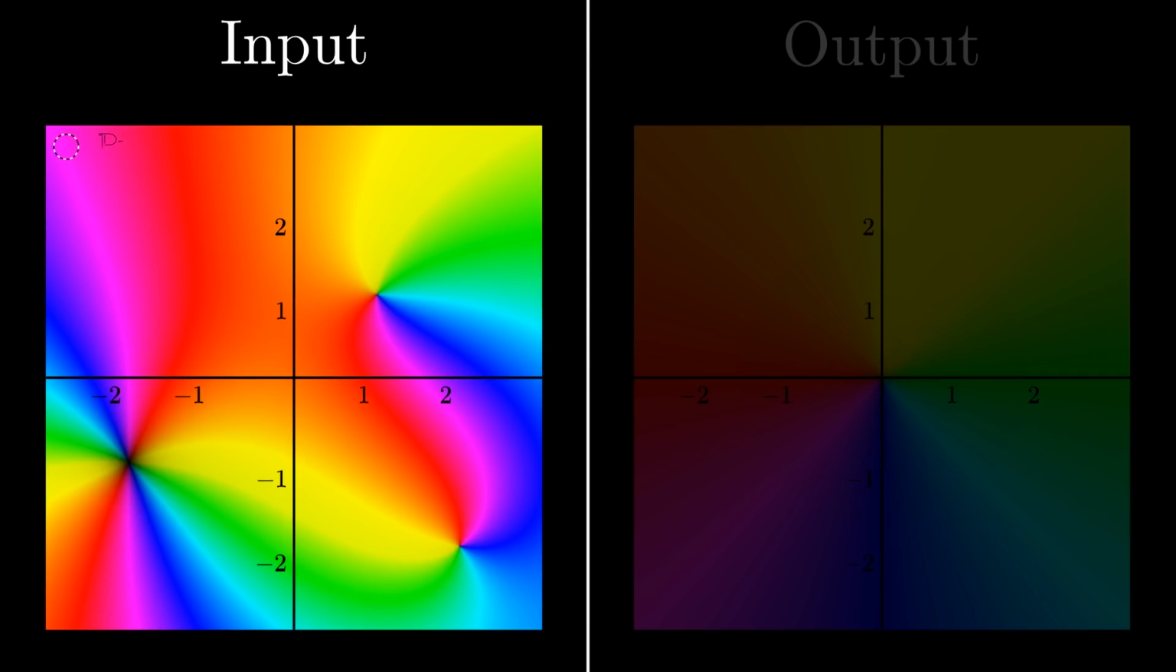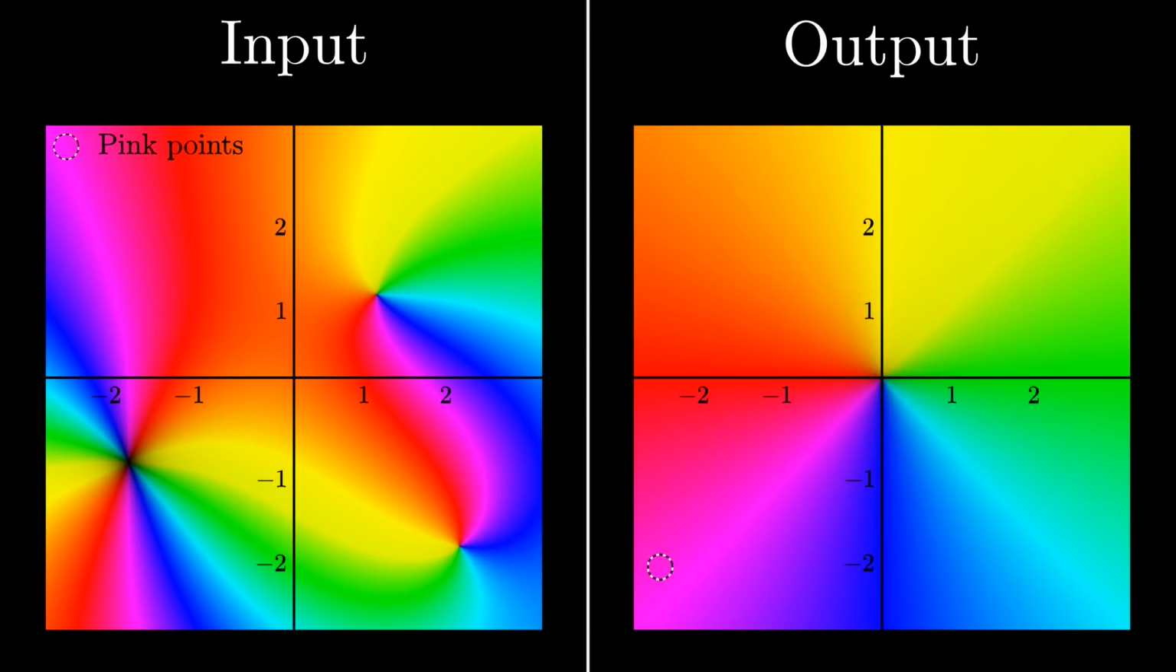For example, we see some pink points in the upper left here, and what that tells us is that all of those points are going to get mapped in the pink direction, the lower left of the output space. And those 3 points you see in the input space, which are black with a lot of colors around them, those are the ones that go to 0.